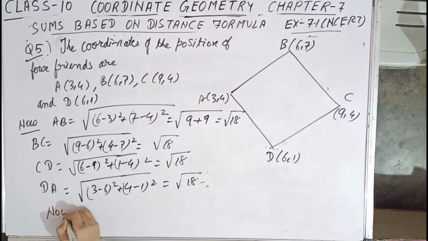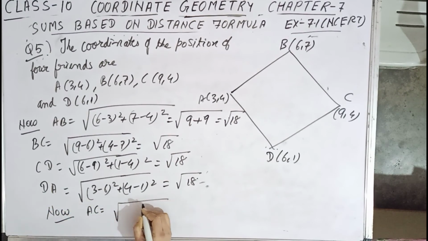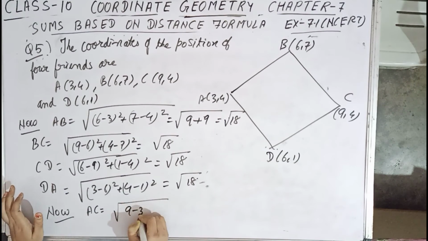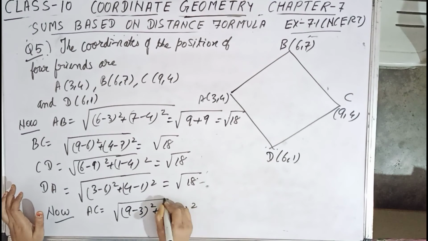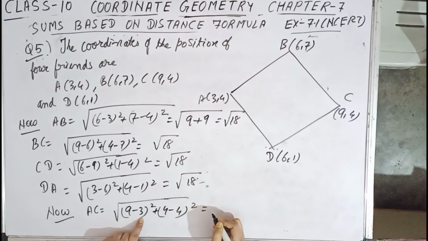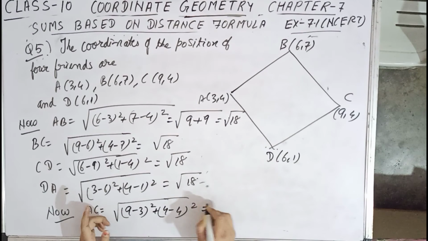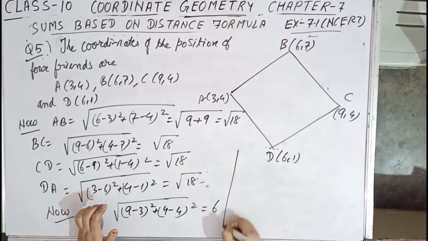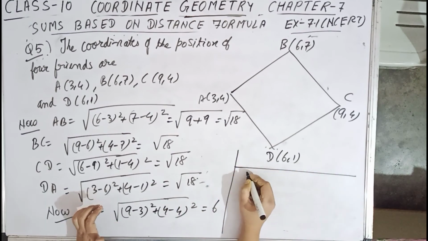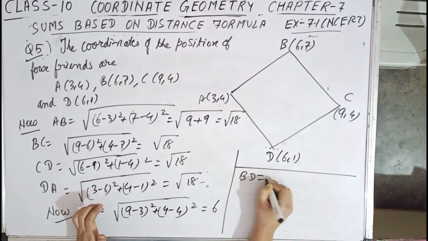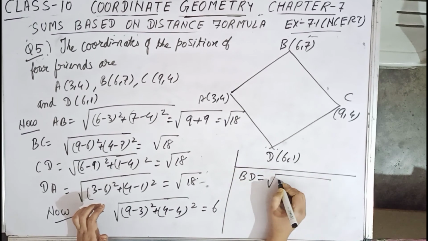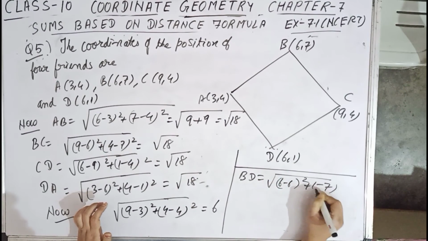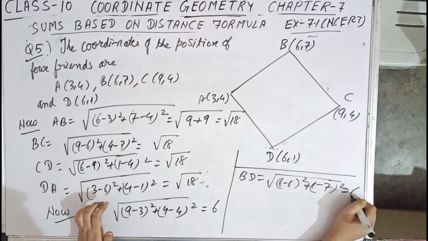Now AC. AC is equal to under root of (9 minus 3) square plus (4 minus 4) square, equals 9 minus 3, that is 6. 6 square is 36 and the under root of 36 is 6. And BD. BD is equal to under root of (6 minus 6) square plus (1 minus 7) square. So this is again equal to 6.